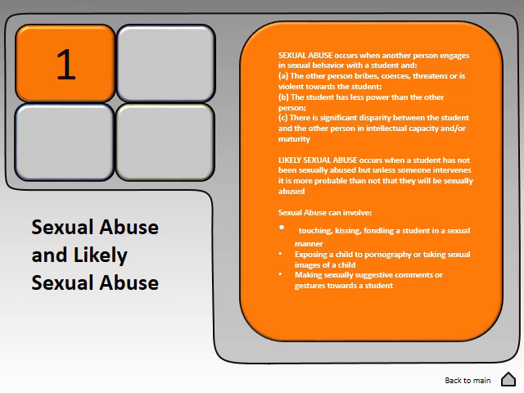Sexual abuse can involve touching, kissing, fondling a student in a sexual manner, exposing a child to pornography, or taking sexual images of a child, making sexually suggestive comments or gestures towards a student.